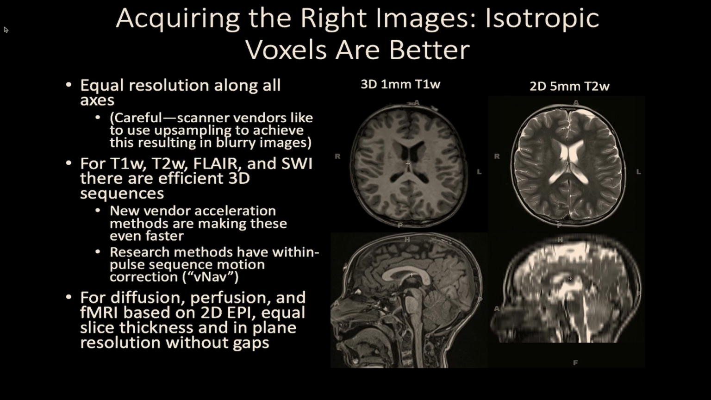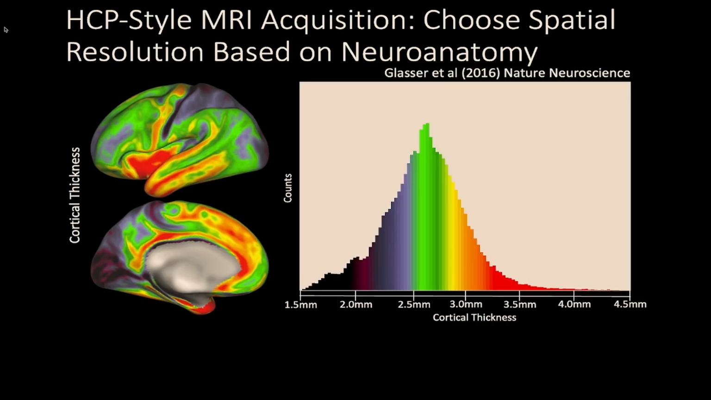Then for diffusion, perfusion, and fMRI, these are all based on 2D EPI acquisitions, so we want equal slice thickness and in-plane resolution, and we don't want any gaps. Things like simultaneous multi-slice imaging make these techniques a lot faster, and a lot easier to achieve those isotropic resolutions with reasonable scan times.